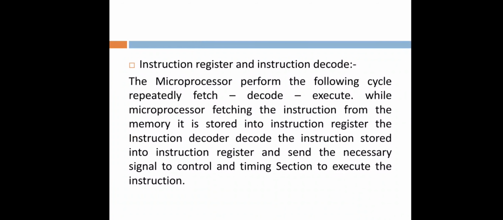Instruction register and instruction decoder. The microprocessor performs the following cycle repeatedly: fetch, decode, and execute. While the microprocessor is fetching the instruction from the memory, it is stored in the instruction register, and the instruction decoder decodes that instruction and sends the necessary control and timing signals to the control and timing section to execute the instruction.